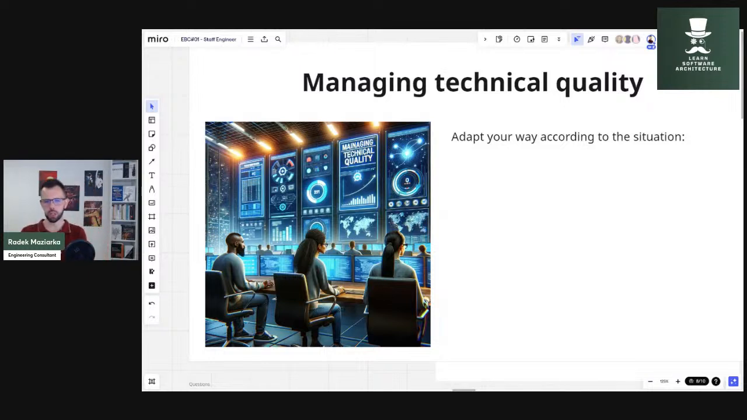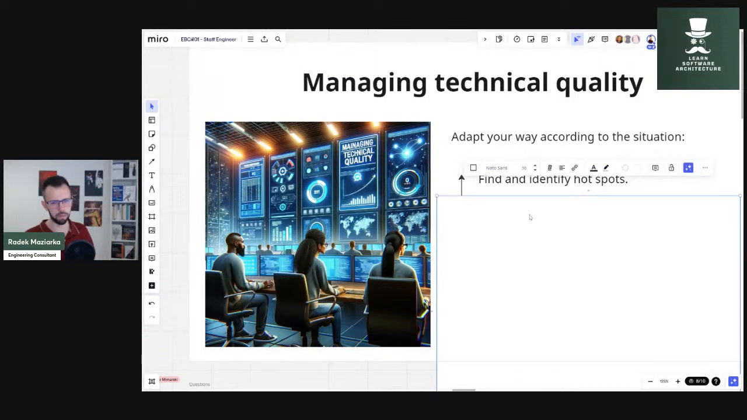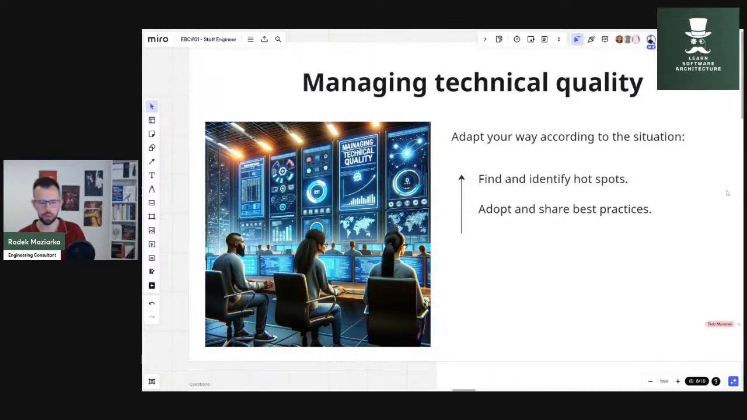It's about adapting your way according to the situation, because some problems are pretty easy, and you can describe them as low-hanging fruit. You should just identify these hotspots and tackle them. Just put out the smaller fires. It's pretty okay not to build anything complicated. Just solve it to some extent and it will be okay. Then, if you see some recurring patterns, you can adopt and share best practices across different teams.